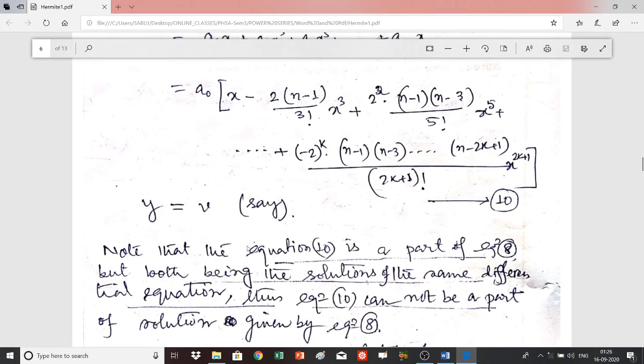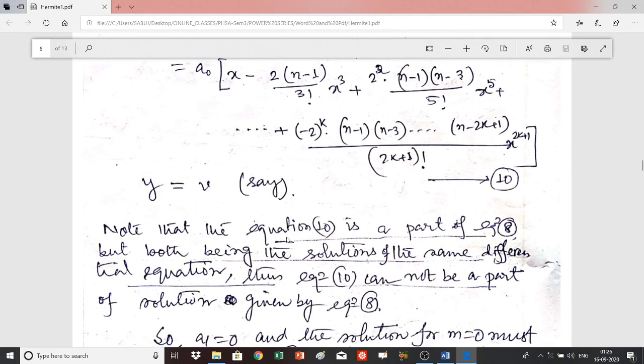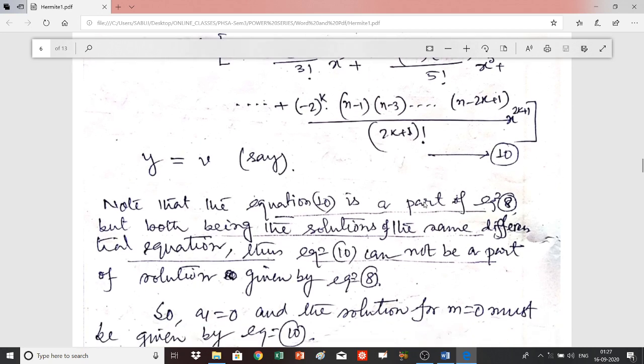So here you should note that equation 10, that is this equation, is a part of equation 8, as I indicated. It is a part of equation 8, but both being solutions of the same differential equation, therefore equation 10 cannot be a part of the solution given by equation 8.